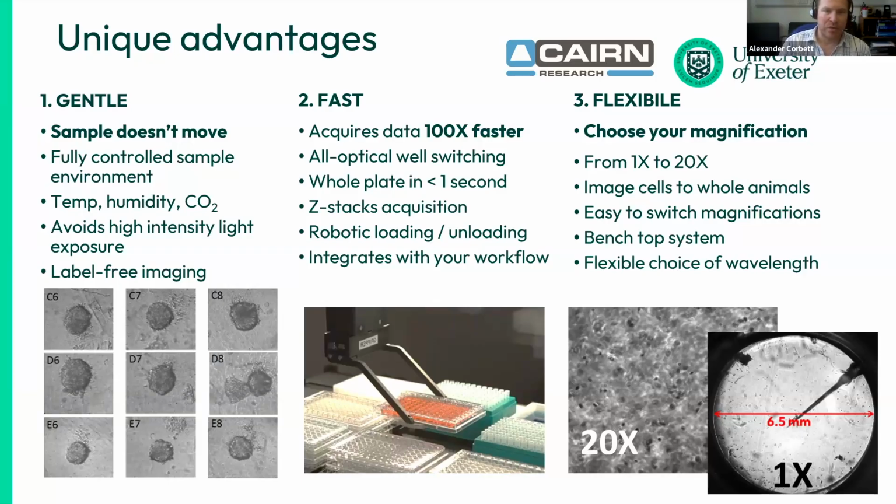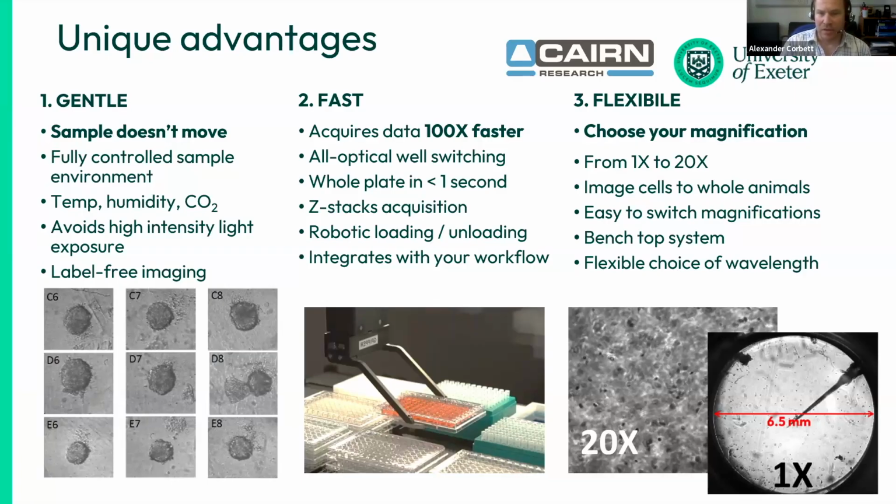It's a fully controlled sample environment, so we can have humidity, temperature, CO2, and nitrogen control as well. It has either phase contrast or wide field fluorescence imaging modes. So it's very gentle on the sample, which means you can do long-term studies. It does have the speed component too, so it can acquire data up to 100 times faster than any other system. Really the only bottleneck is the frame rate of your camera.